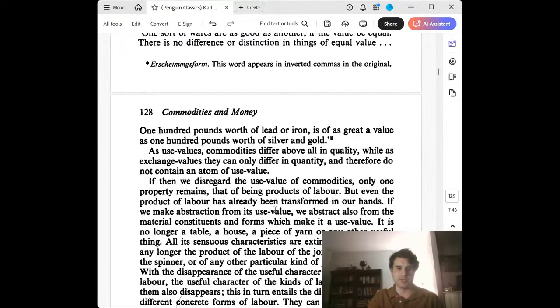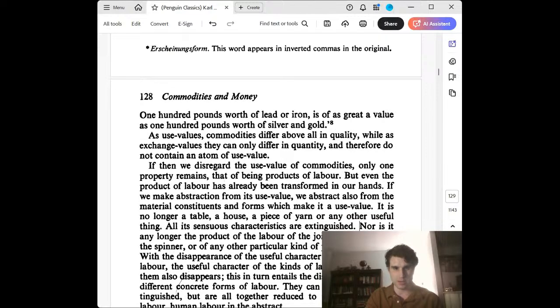If we make abstraction from its use value, we also abstract from the material constituents and forms which make it a use value, right? So we're not taking use value into consideration. The matter and shape of the thing doesn't matter either. It is no longer a table, a house, a piece of yarn, or any other useful thing. All its sensuous characteristics are extinguished. So there's nothing sensuous about this thing. It's just valuable. Nor is it any longer the product of the labor of the joiner, the mason, or the spinner, or of any particular type of productive labor. If we're abstracting from what type of use value it is, we're also abstracting from what type of labor went into it, even though some labor definitely did go into it.